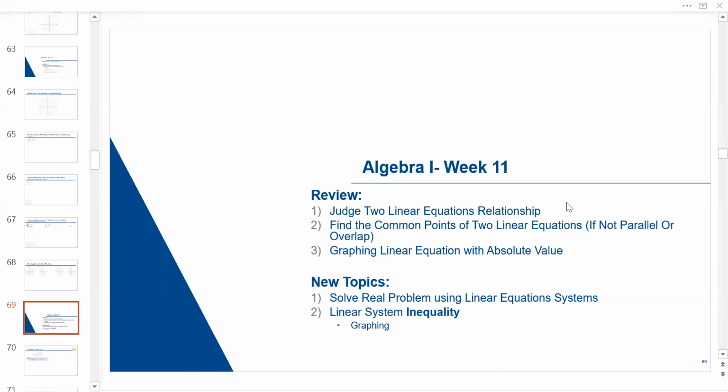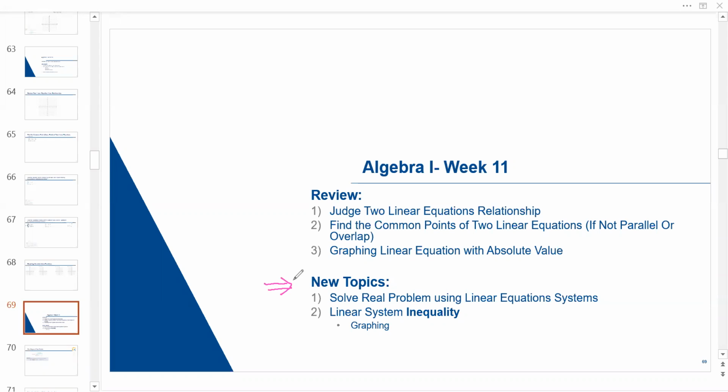Okay, so this is week 11. For the homework part, please review your own homework and redo the wrong ones in your own notebook. If you still have questions, leave me a note or ask your parents to help you. All right.